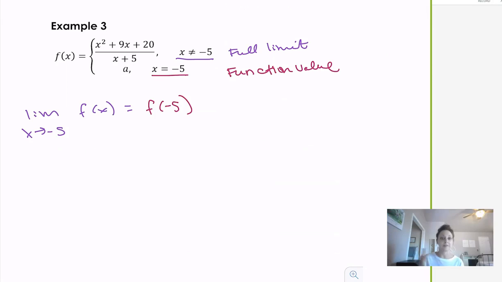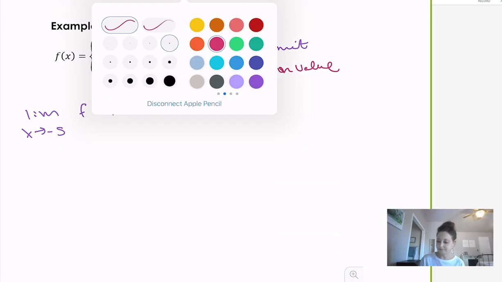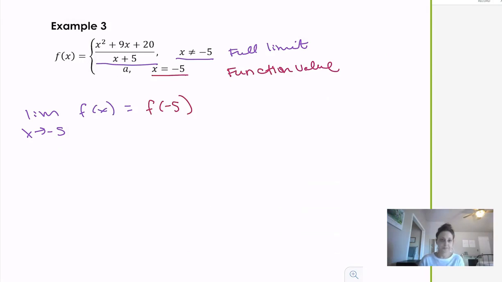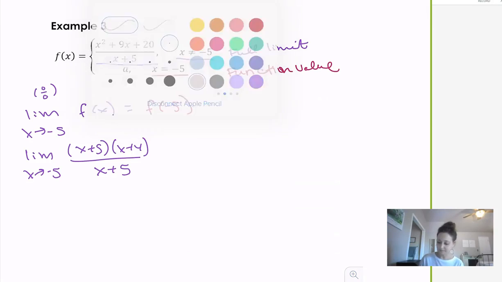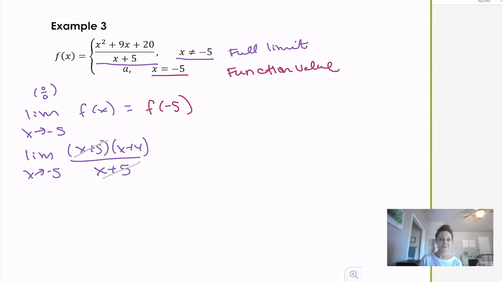Now, when I plug in -5 for the limit on the top piece here, what do I get? It's 0 over 0. Okay, so does that mean do more? Absolutely. So the limit as x approaches -5: if I factor the numerator, I get x plus 5, x plus 4, all over x plus 5. Okay, and if we keep working with that, the x plus 5's cancel. And if I plug in -5 to the quantity that's left, I have -1, right?